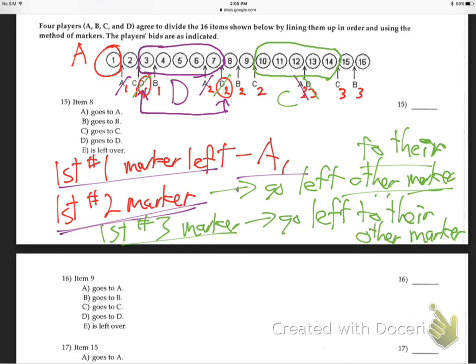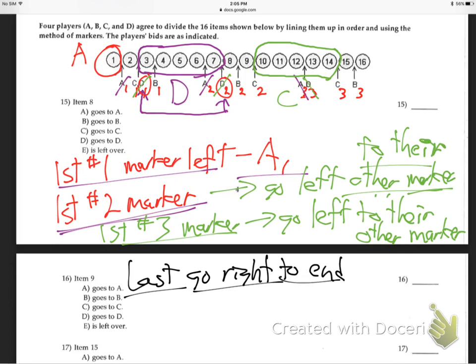And then the last one's easy. Who do you got left? The last, you go right though. That is the one thing that's different. On the last one, you do go right to the end. We got A, D, and C. We got B. So go B to the end. So I don't get candy 15. That's a leftover. It's B to the end. B was the last marker. So that's B's mark. Does that make sense?